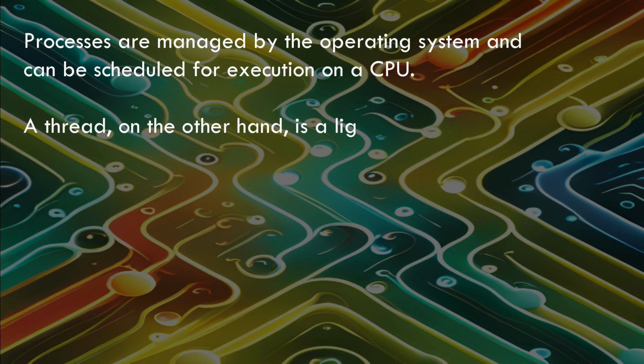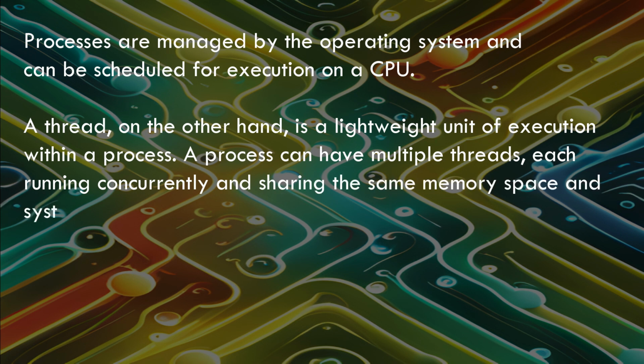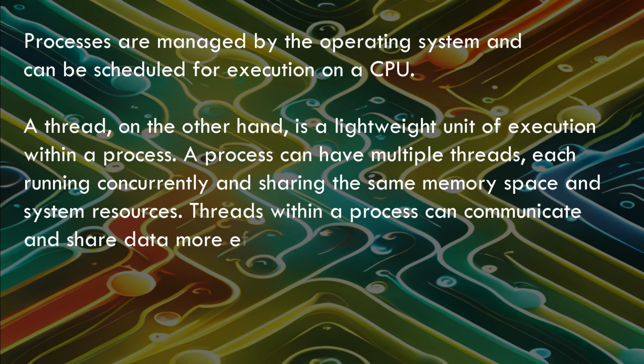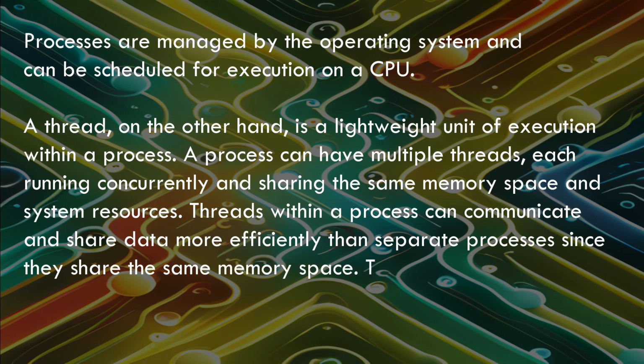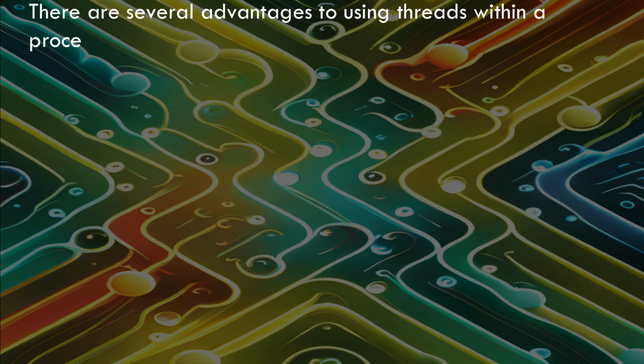A thread, on the other hand, is a lightweight unit of execution within a process. A process can have multiple threads, each running concurrently and sharing the same memory space and system resources. Threads within a process can communicate and share data more efficiently than separate processes since they share the same memory space. Threads also have a lower overhead compared to processes, as they require less memory and fewer resources to create and manage.